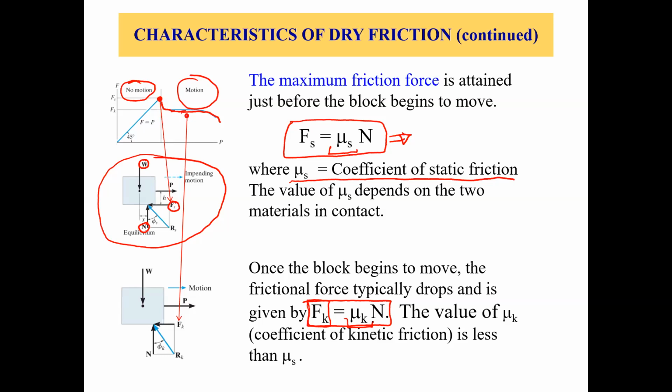Now, you can just visualize then that mu K, or the coefficient of kinetic friction, is less than the coefficient of static friction, right? And Fk is also less than Fs, right? As is clear from these diagrams also. So that's how we discussed different concepts involving dry friction, movement of two surfaces in contact.